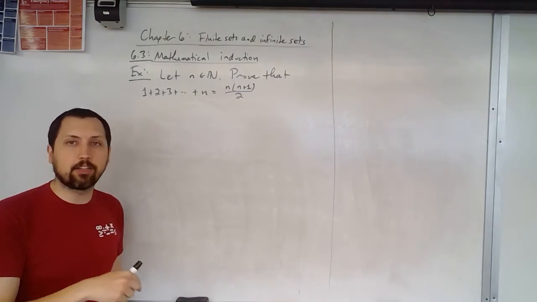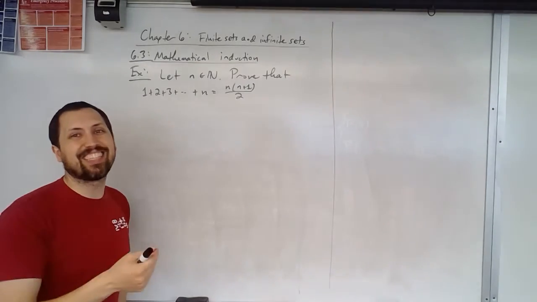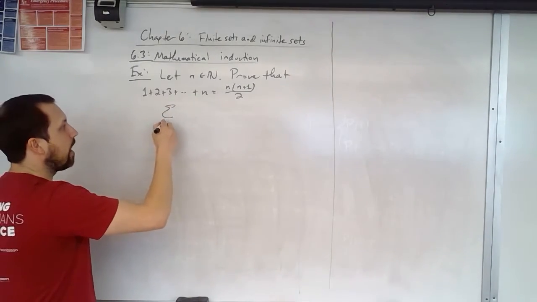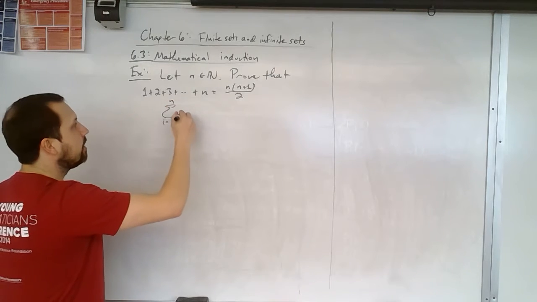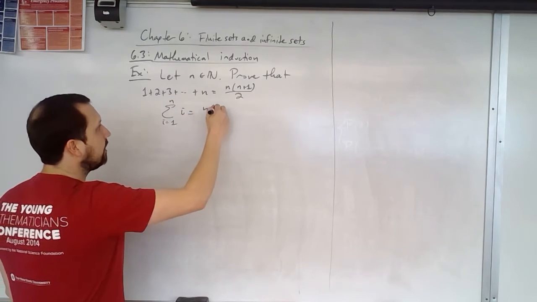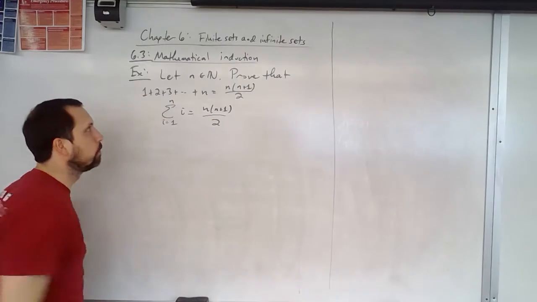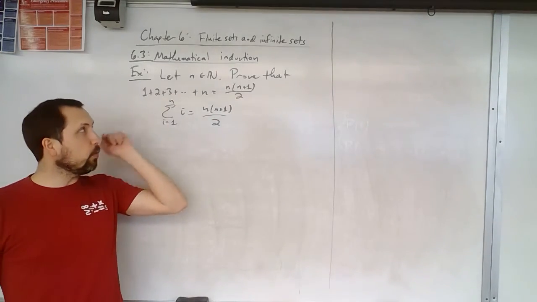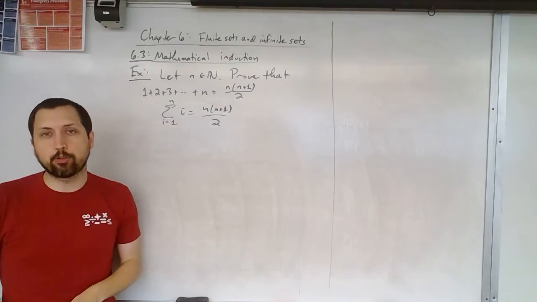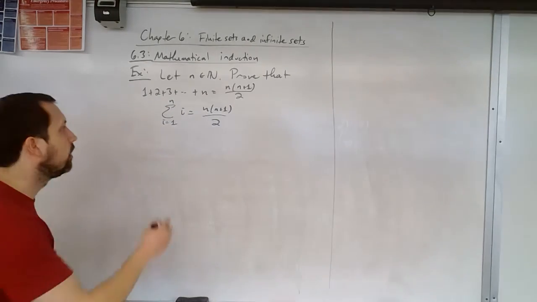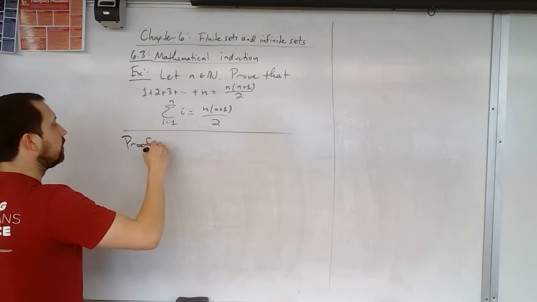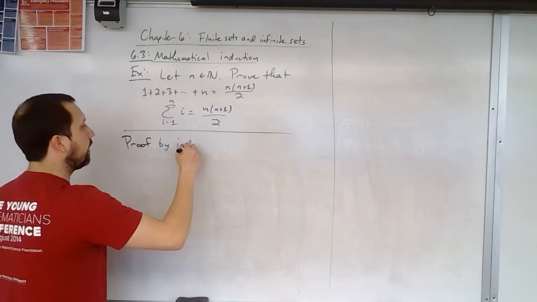If you think back to Calculus 1 and we looked at things like sigma notation, what we're saying is the sum from i equals 1 to n of i is equal to n times n plus 1 divided by 2. So these two statements are saying the same thing. So we'd like to prove that this is going to be true for any natural number. So what my proof is going to look like, so I'll do proof by induction.